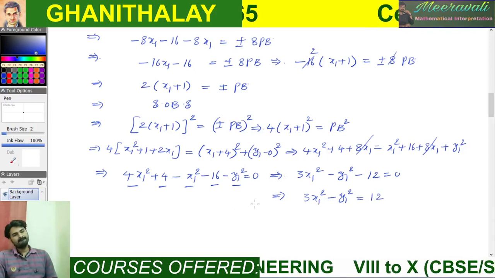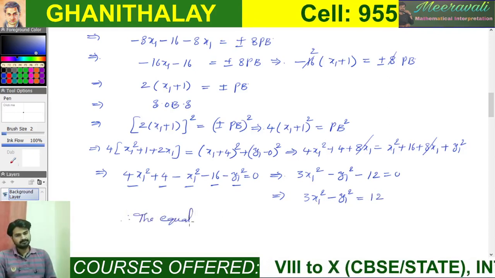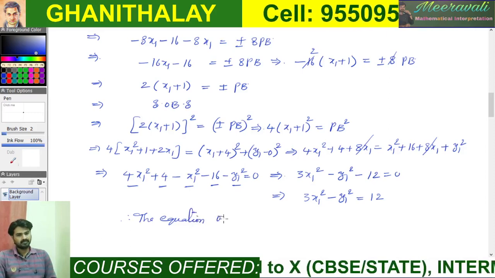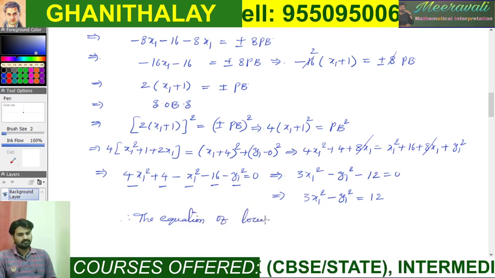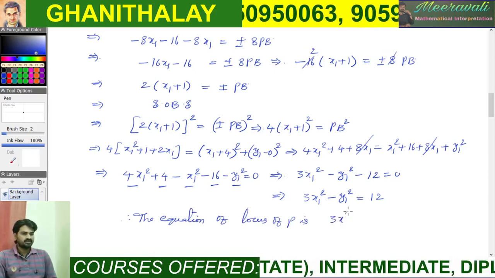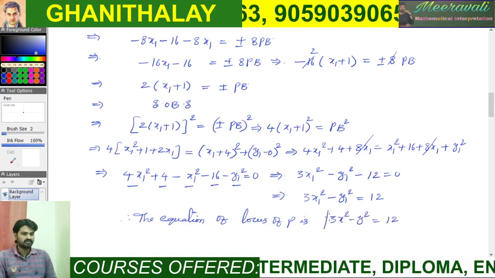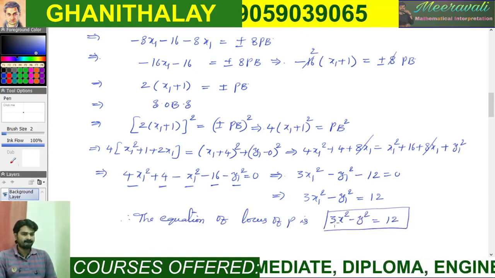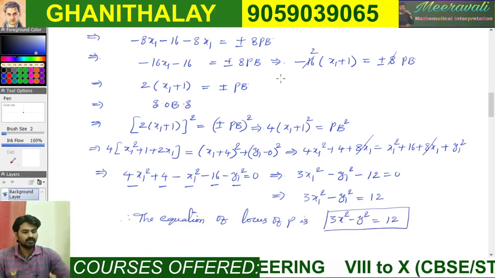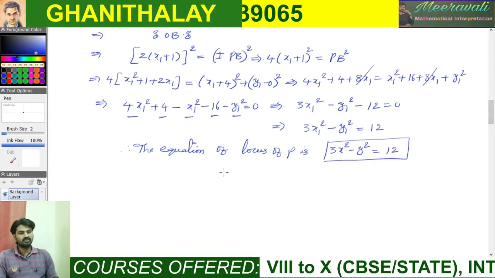Okay. So finally, therefore, the equation of locus of P is, what is that? 3x square minus y square is equal to 12. This is the answer. Or this one also can be simplified by dividing by 12 on both sides.